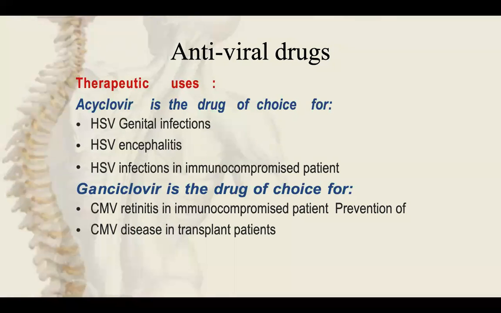Therapeutics, where they apply. Acyclovir is the drug of choice for HSV genital infections, then HSV encephalitis, and HSV infections in immunocompromised patients. Ganciclovir is the drug of choice for CMV retinitis in immunocompromised patients. They can also be used for prevention of CMV disease in transplant patients.